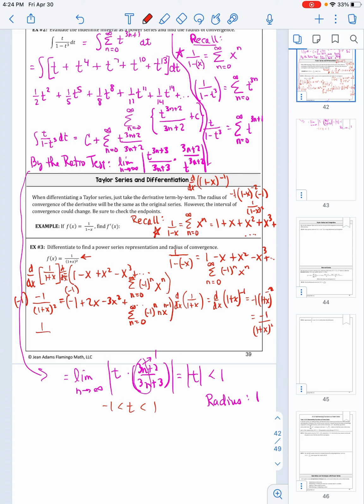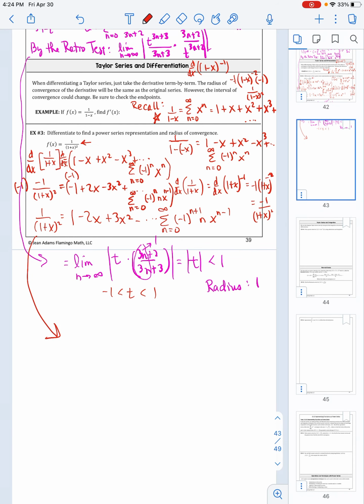And then, since we don't want negative 1, we want positive 1, now we're going to multiply each side by negative 1. And of course, that needs to be distributed all the way through. So this is going to be 1 over 1 plus x squared is equal to positive 1 minus 2x plus 3x squared minus dot, dot, dot. And then you've got your summation, n equals 0 to infinity. We are adding a negative 1 onto this negative 1. And now we're going to bring this down.